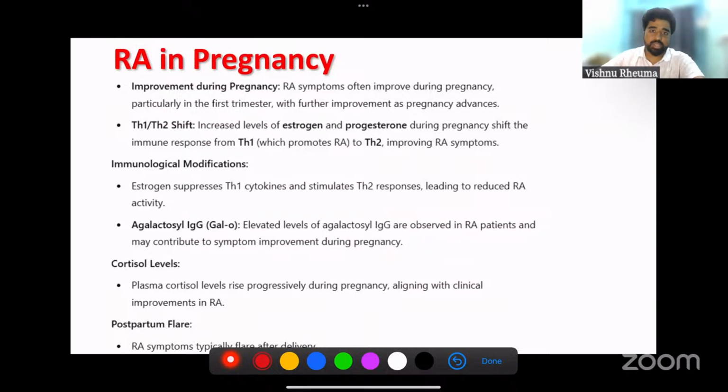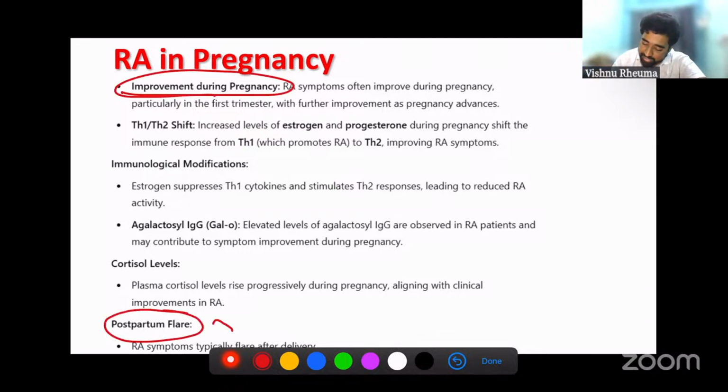So coming to RA, as I told you, your TH1 to TH2 shift occurs. TH1 shifts to TH2, so TH1 decreases, your RA pathogenesis decreases, and improvement occurs. Also, postpartum flare is something that occurs in your RA, even SLE also. So why is this occurring? One is the TH1 TH2 shift, which is caused by estrogen.